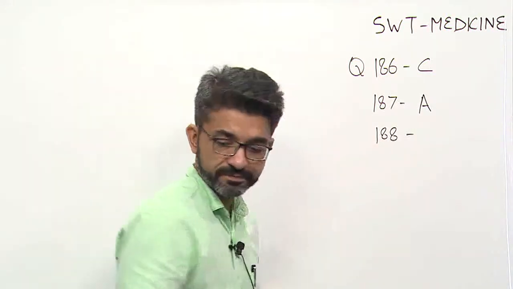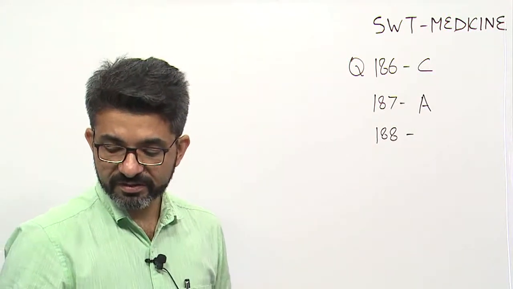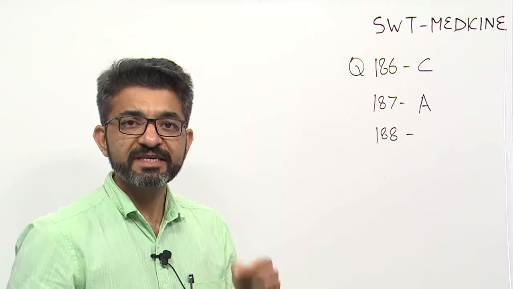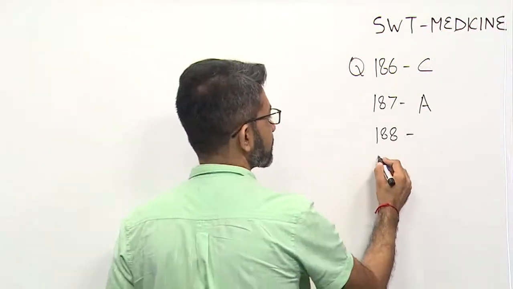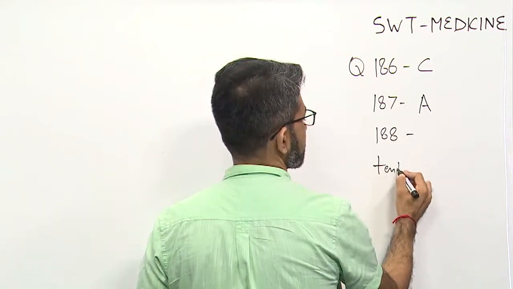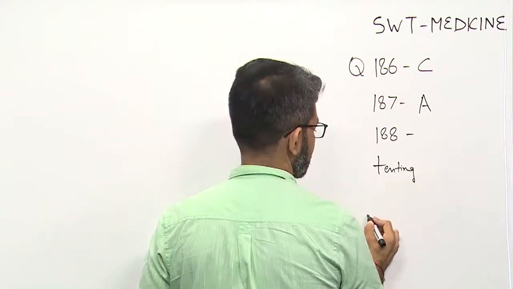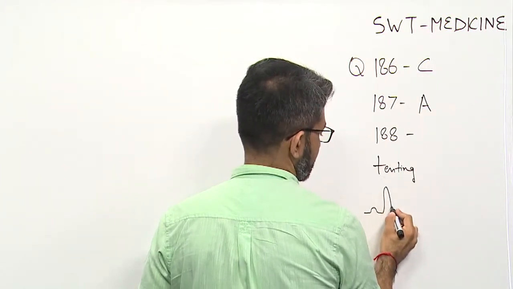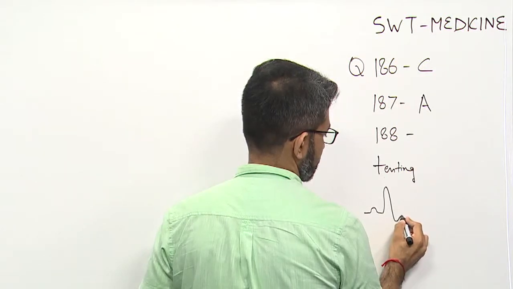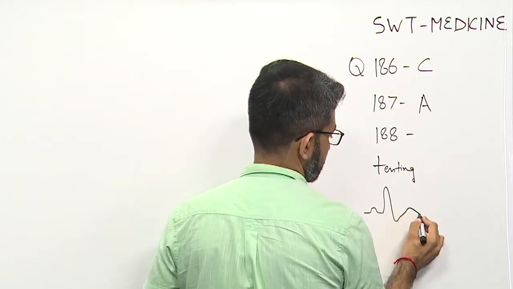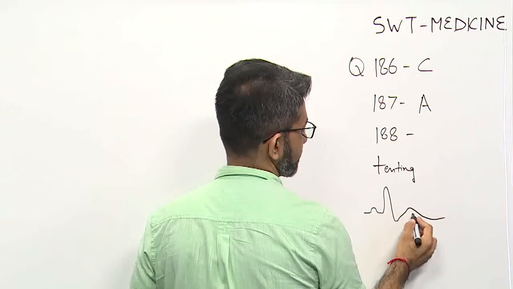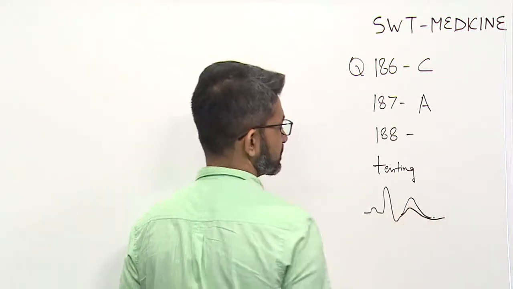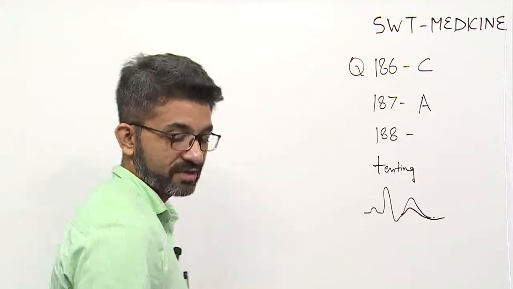188. Which of the following is the first feature of acute MI? The first feature of acute MI on ECG is tenting of the T wave. Tenting. So P, Q, R, S. This is tenting, and thereafter it becomes like this. So this is tenting of the T wave. So the answer is A.